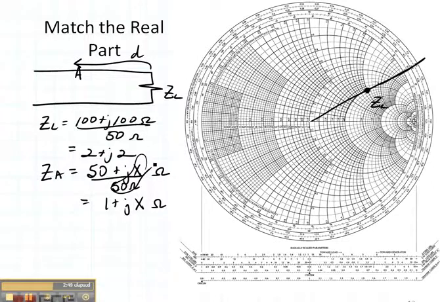Now if I want to be able to get to that value, it means that I'm going to be on the part where the real circle is 1. This is sometimes called the matching circle. I'm just going to draw a circle. It's always the same one. That's where the real part every place on this circle is equal to 1. So if I started at my load and I rotated towards the generator, I should be able to reach a couple of points that represent the real part being matched.